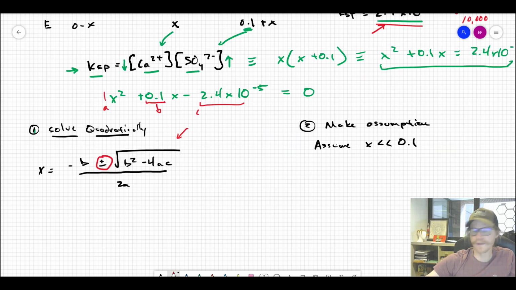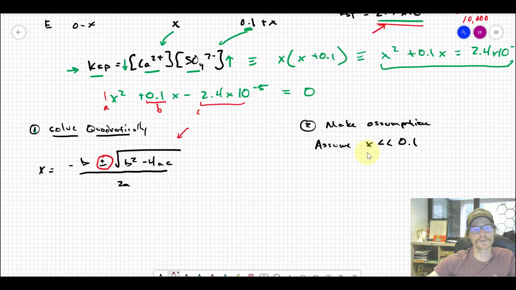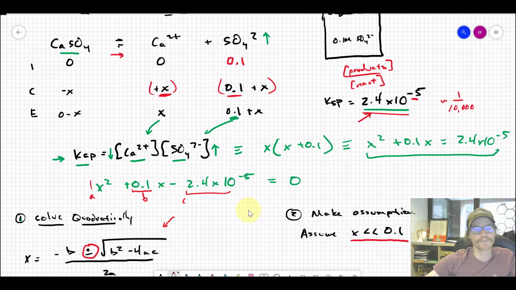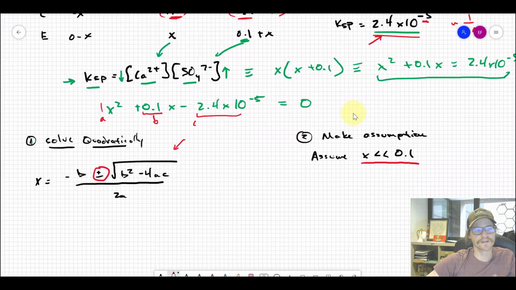So if we make this assumption that X is considerably smaller than 0.1, what that really means is that by adding X, the sulfate concentration is nominally the same as 0.1. That's our assumption. And if that's true, then it doesn't make sense to go through and solve this quadratically. If the only thing that changes in that computation are several digits past our significant digits, or past the error of the measurement, then there's no purpose in calculating them because they're insignificant to the overall value.